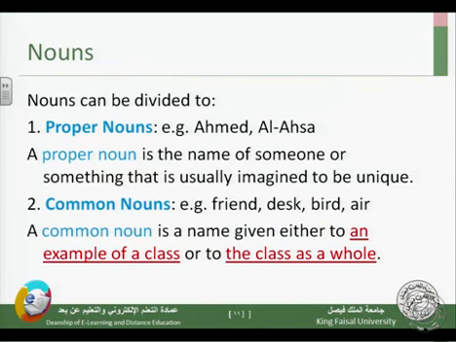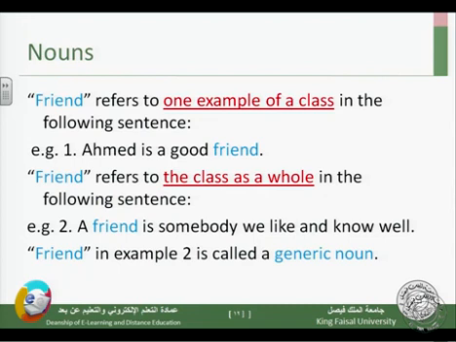The second type is common nouns like friend, desk, bird, and air. A common noun is a name given either to an example of a class or to the class as a whole. So we can use common nouns to refer to one example of a certain class or to the whole class. And we will see some examples right here. For example, the common noun friend refers to one example of a class in this sentence. Ahmed is a good friend. Friend doesn't refer to the whole class of friends, it refers to one example of it.